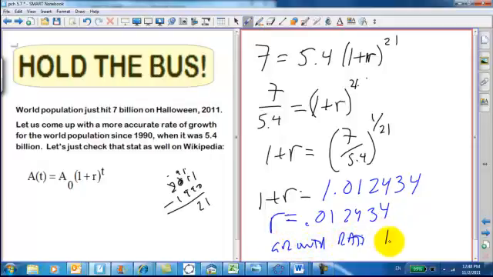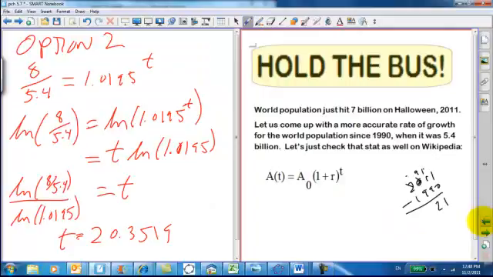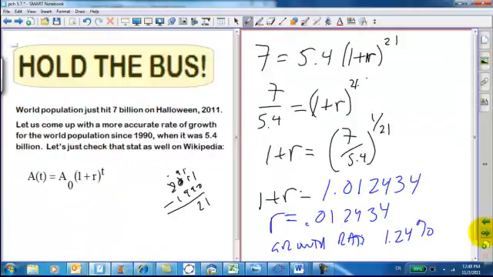So the growth rate has been more like 1.24%, growing much less than they thought it would be happening at in 1990, which was 1.95, almost 2%. And here it's closer to 1.24%. So maybe population growth is slowing down.